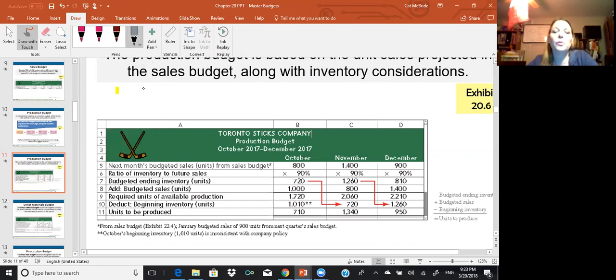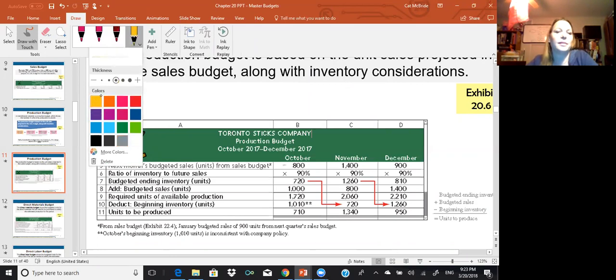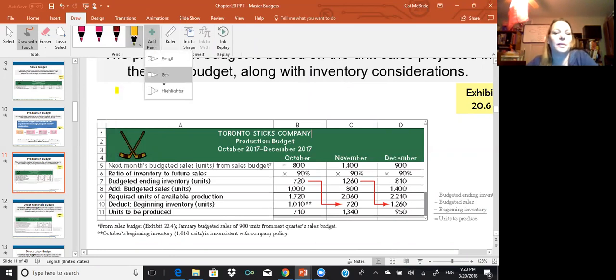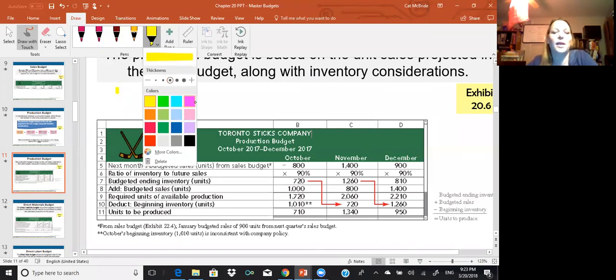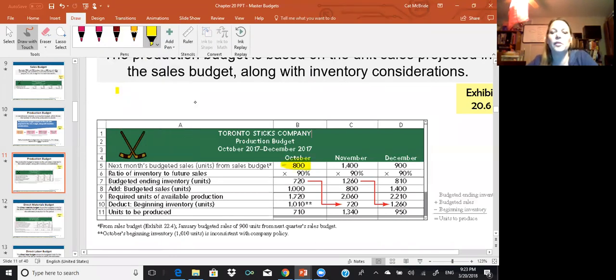Okay, so here's what we started with. This is our sales amount, and this came from our sales budget, right?